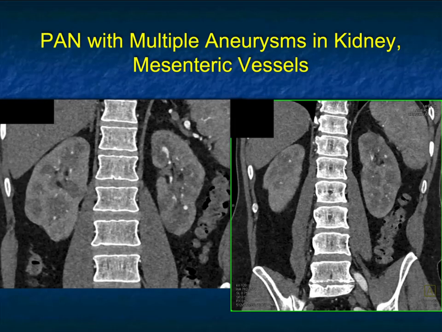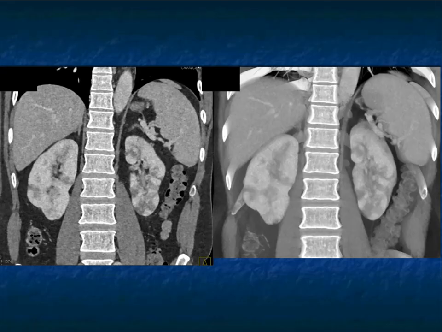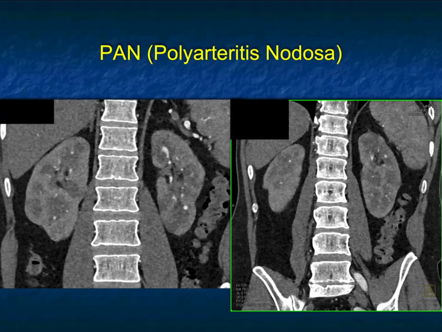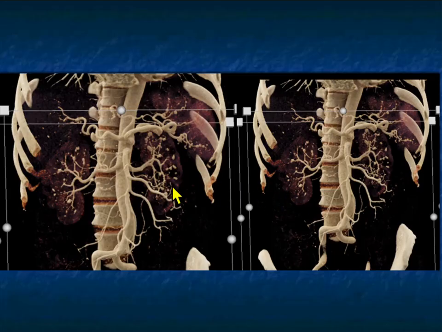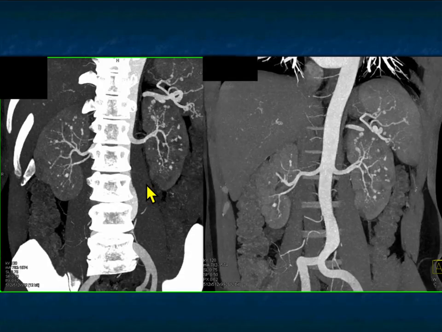And here I showed you this example before where it almost looks like stones. There's so many little densities in the kidney, but as you go to the venous phase, you see areas of decreased perfusion in the corticomedullary interface. And then when you go from that to the MIP imaging, look at all of those aneurysms. You see it here on the MIP imaging, multiple tiny aneurysms.